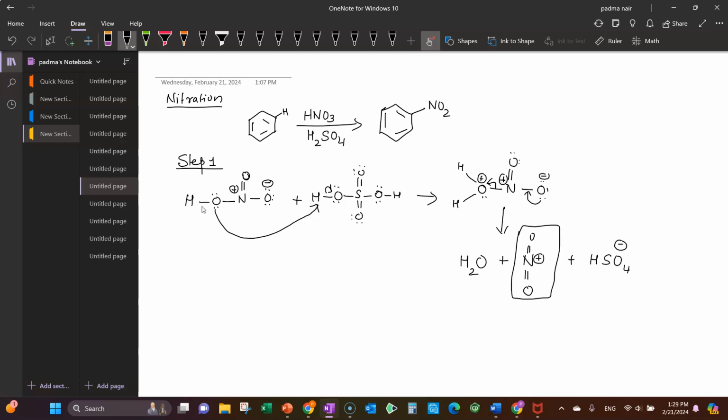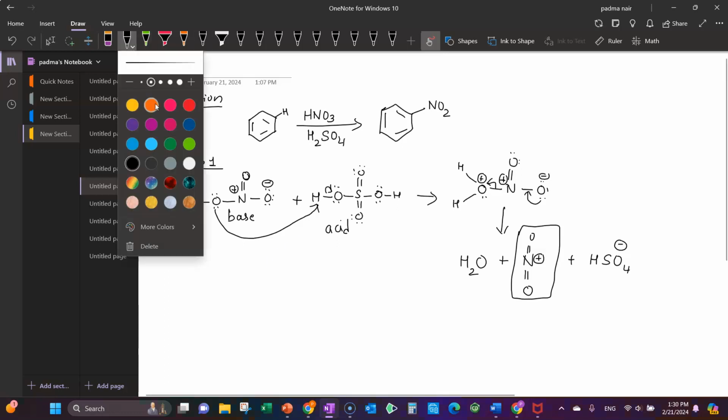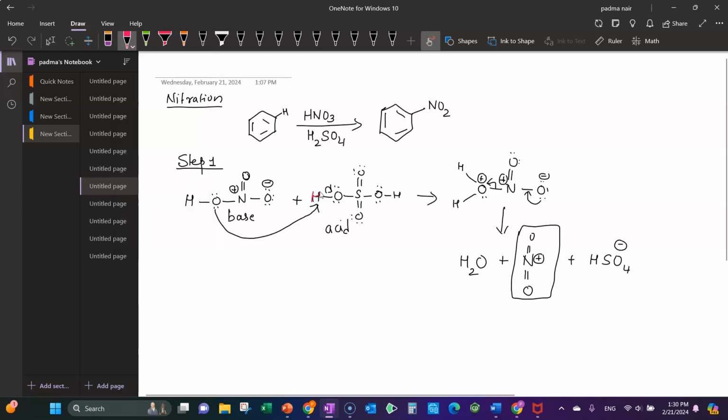So let's go back and review it one more time. In the first step, nitric acid, this is HNO3, acts as a base. Oxygen grabs the proton here. This is acting as an acid. Sulfuric acid is acting as an acid. If it makes it more clear, we can again put color here, right? So I'm going to color this sulfuric acid's proton, which is going to be removed, in red. So nitric acid takes that proton. So say this is my proton here.